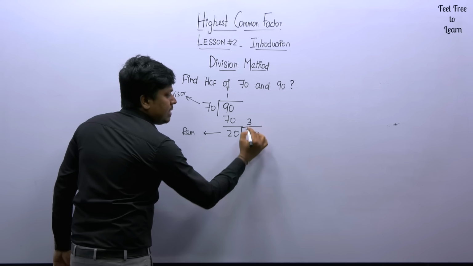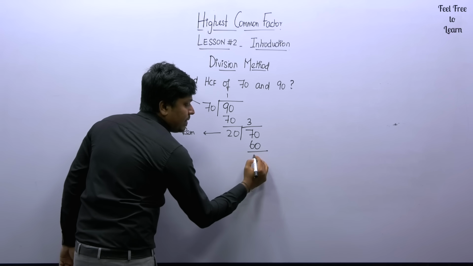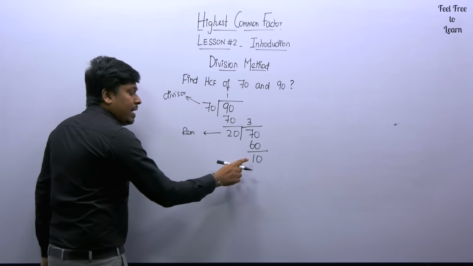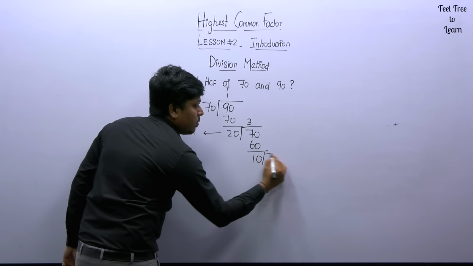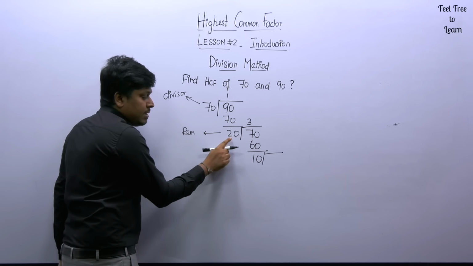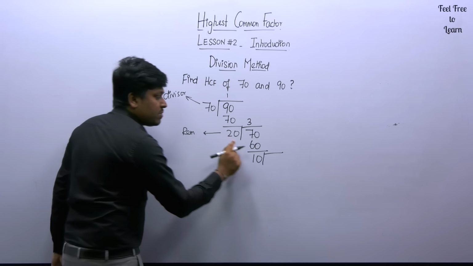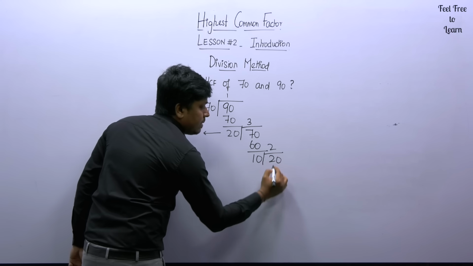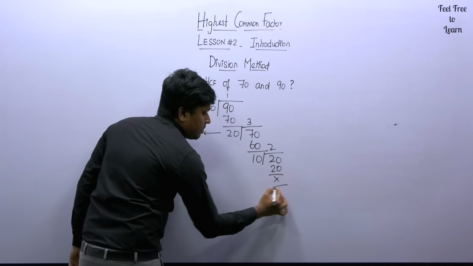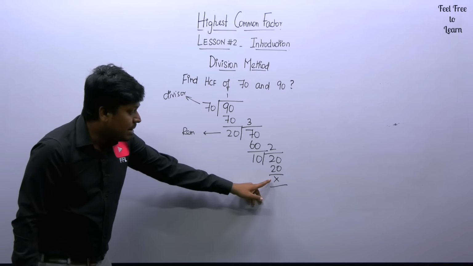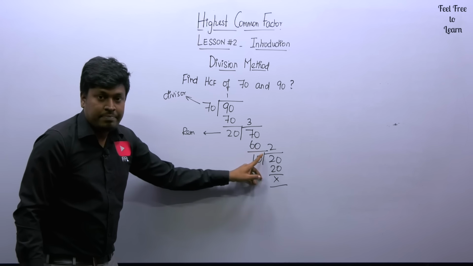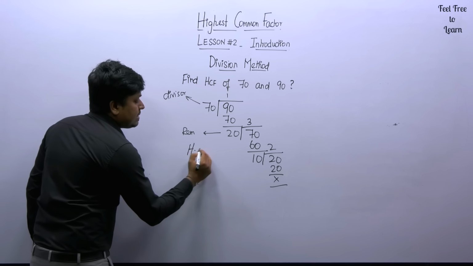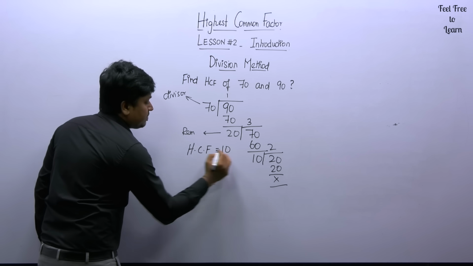So 20 times 3 is 60. Still what we got? The remainder is 10. We have to divide until we get the remainder 0. So next step, what is the divisor of the previous iteration? The divisor is 20. So 20, 2 times, so 0. So finally we got the remainder 0. When did we get the remainder 0? By dividing by 10. So finally we can say that HCF for the numbers is 10.